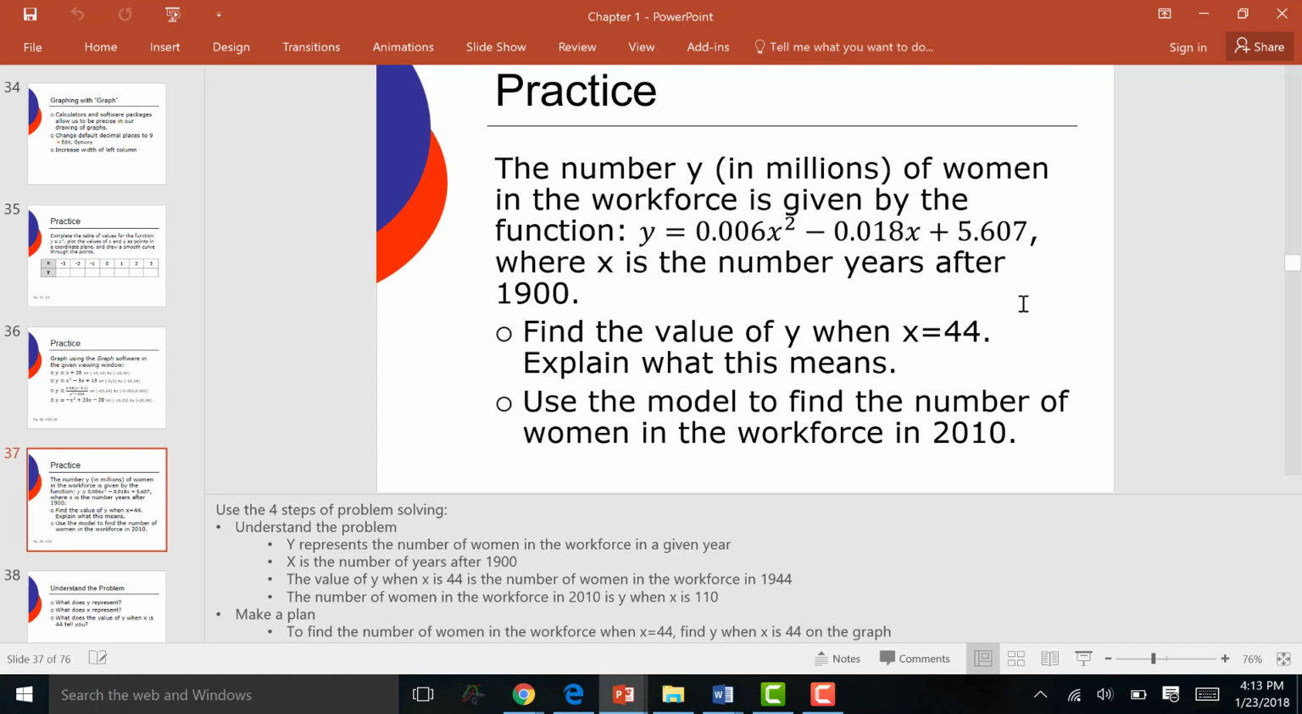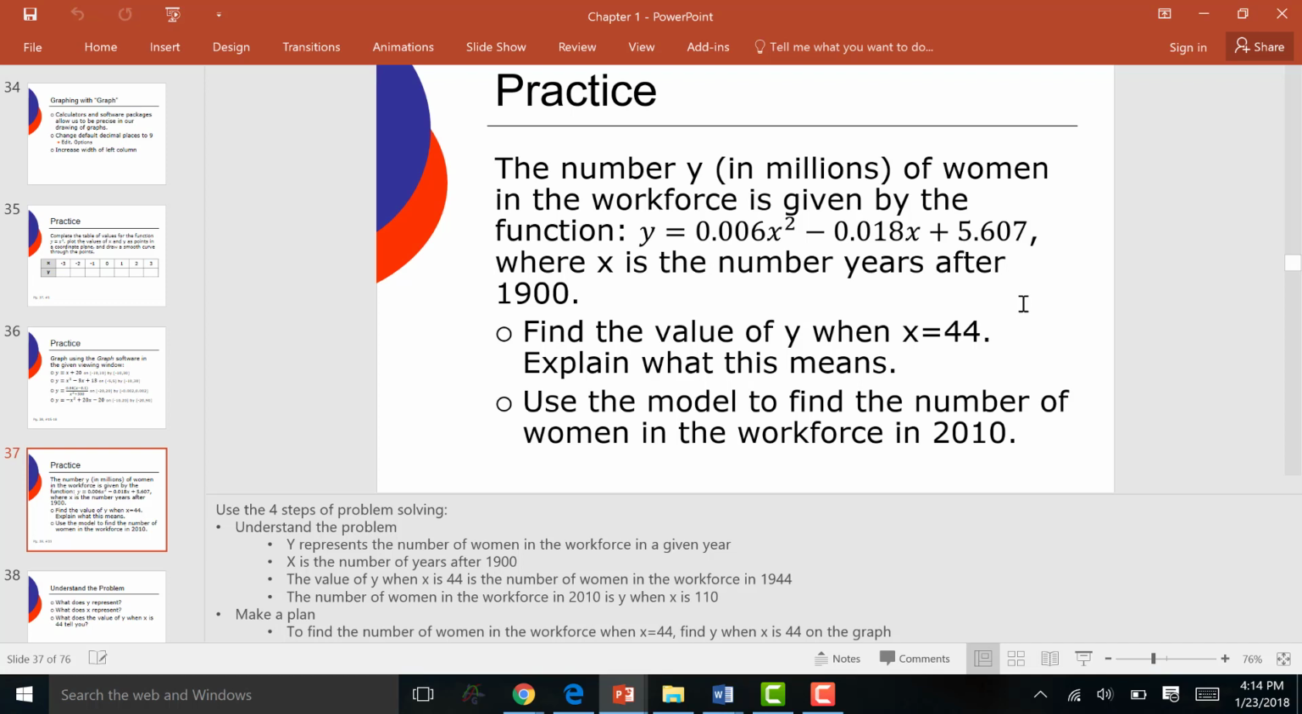Okay, so now are you going to plug the number 2010 into that equation? No. Why not? Because that's not representing. Okay, X is representing what again? What did we say X was? Number of years after 1900. So what are you going to do to figure out what X is? Subtract 1900 from 2010. Tell me what that number is. X equals 110, and then what do you do? All right, plug in 110.